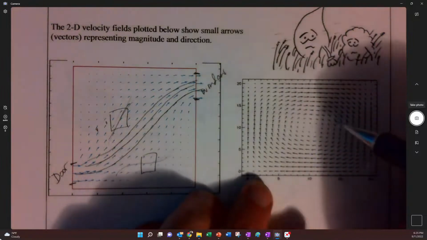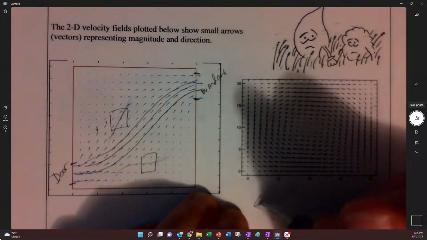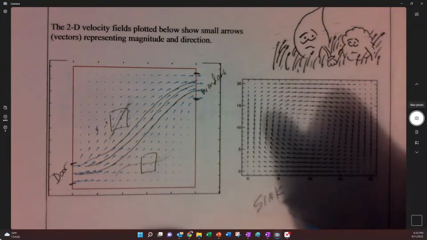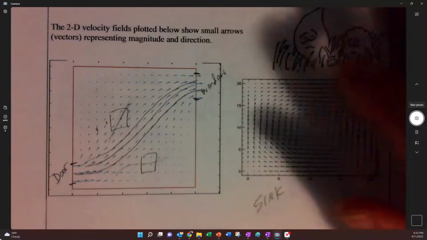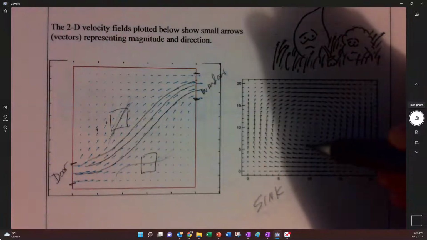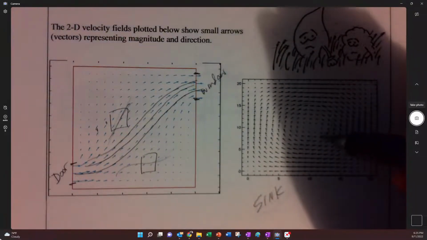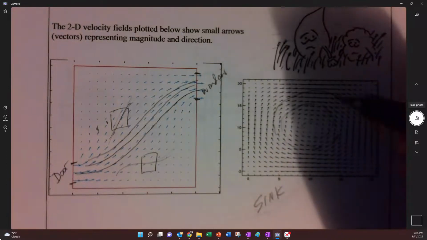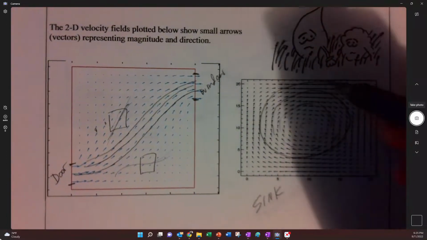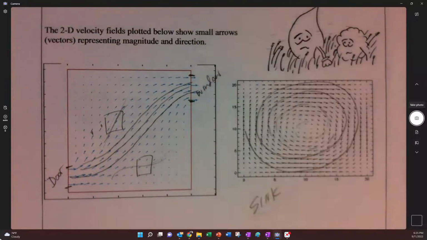Here's another example right here. You can picture this as maybe a sink, right? So this is like a sink full of water, and we're only going to look at one level of it, and we can see these arrows, they're spinning around, right? And maybe they're making sort of a spiral thing. But once again, we could draw these and think of these as streamlines, right?